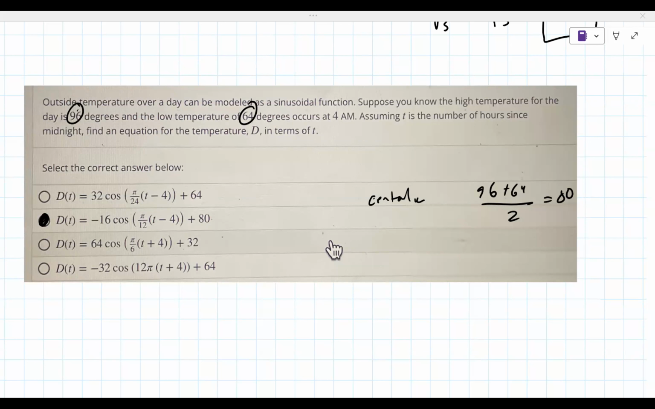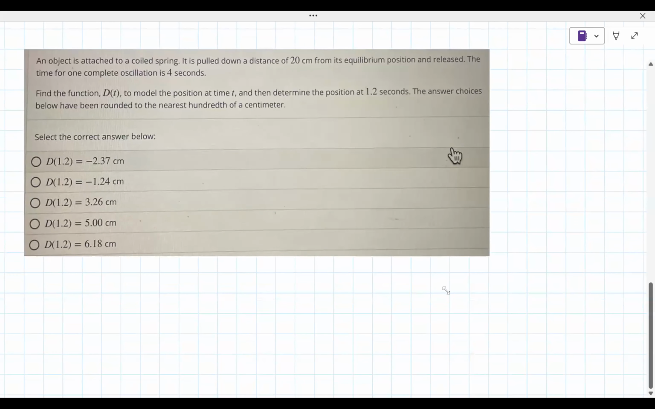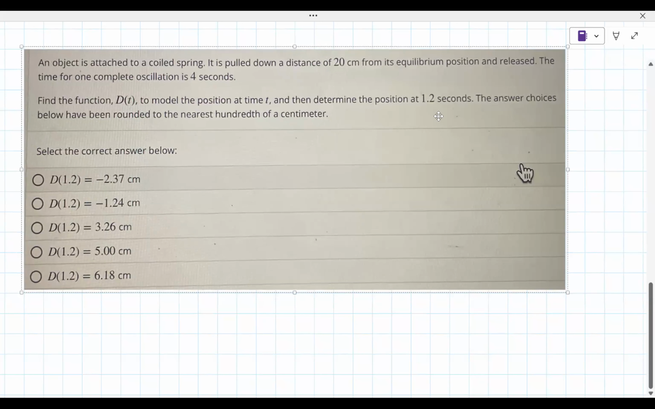So for this next problem here, pull down distance 20, distance from its equilibrium. Okay, so we actually do have to write the equation for this one. So let's see if we can do it. It says an object is attached to a coiled spring, is pulled down a distance of 20 centimeters from its equilibrium position and then released. Time it takes to complete one oscillation is 4 seconds. Determine the answers below. Okay.